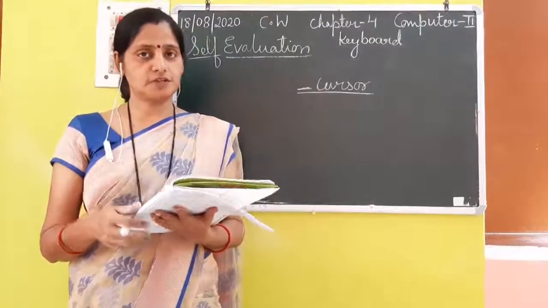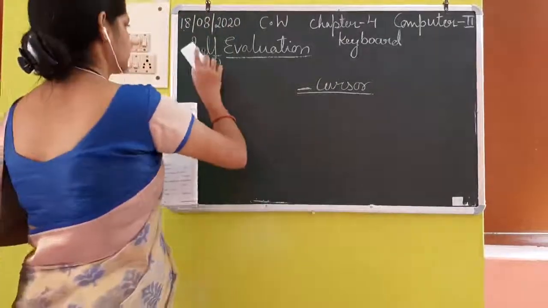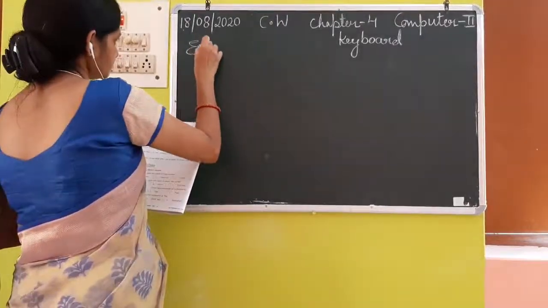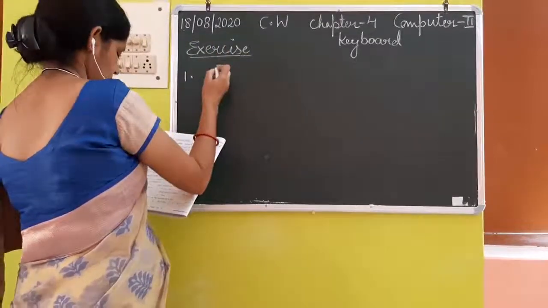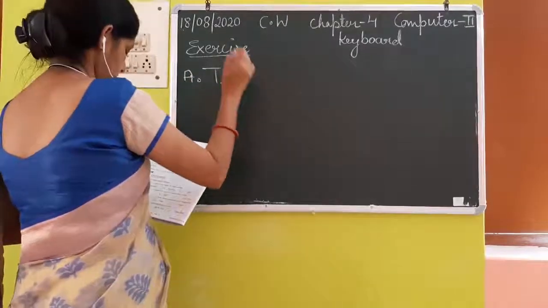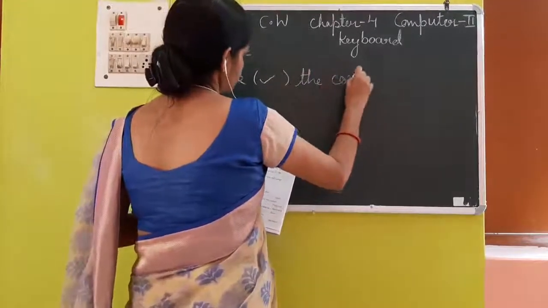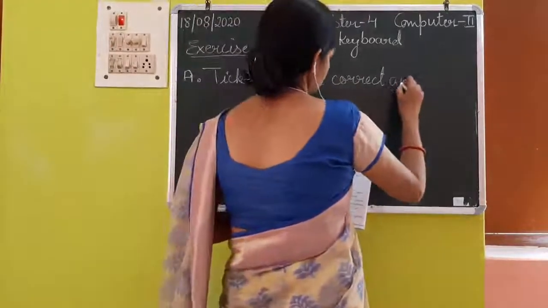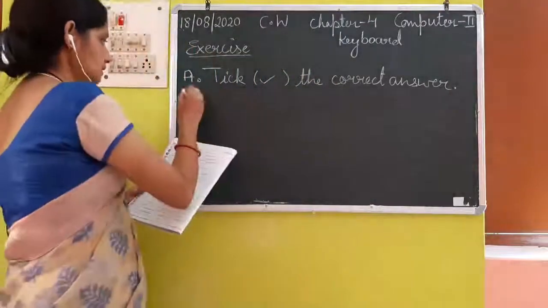Now, using this knowledge, children, we are going to solve the exercise. So here is the exercise. First is A. Tick the correct answer. So children, here we have the first one.